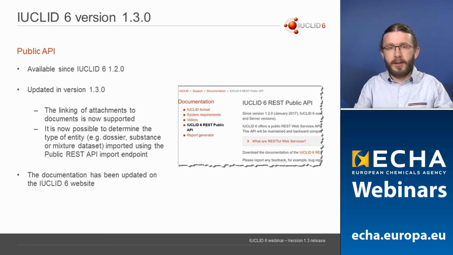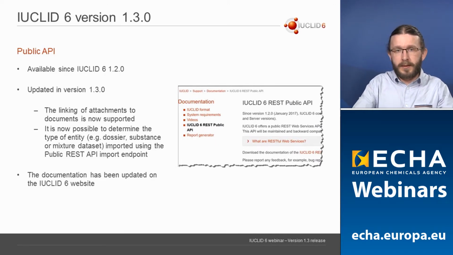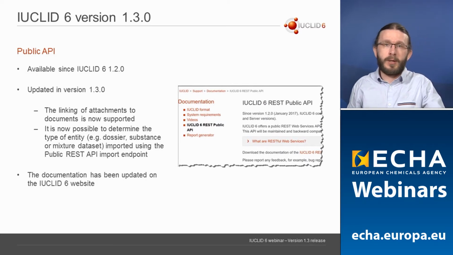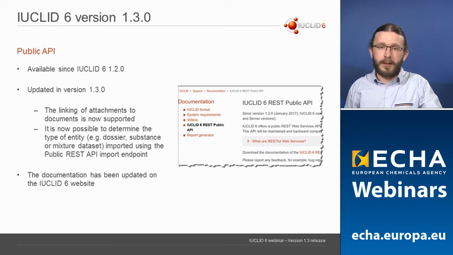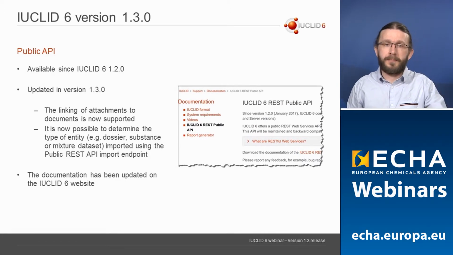Another point concerning the update of Euclid 6 is the public API, which is a tool that can be used by developers in order to build interfaces between Euclid and their own applications. It's available in Euclid since the end of January, and it has been slightly updated in version 1.3. The update is not breaking anything, so everything that was available before is still available.